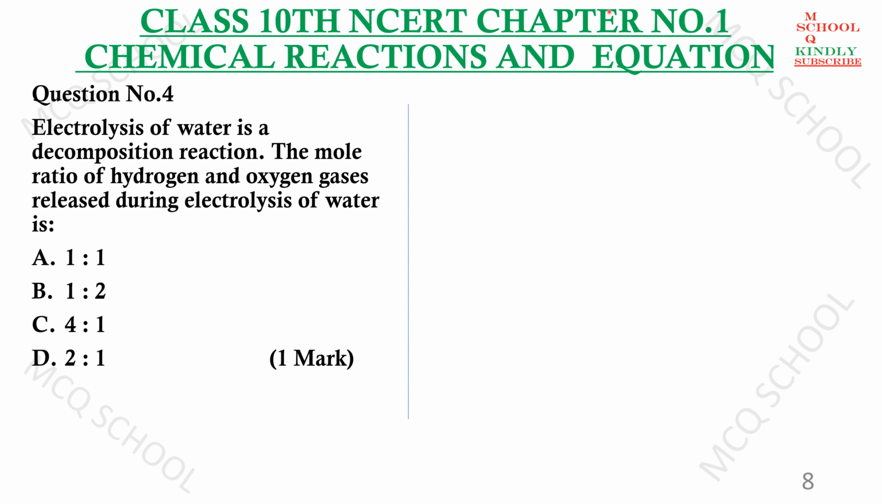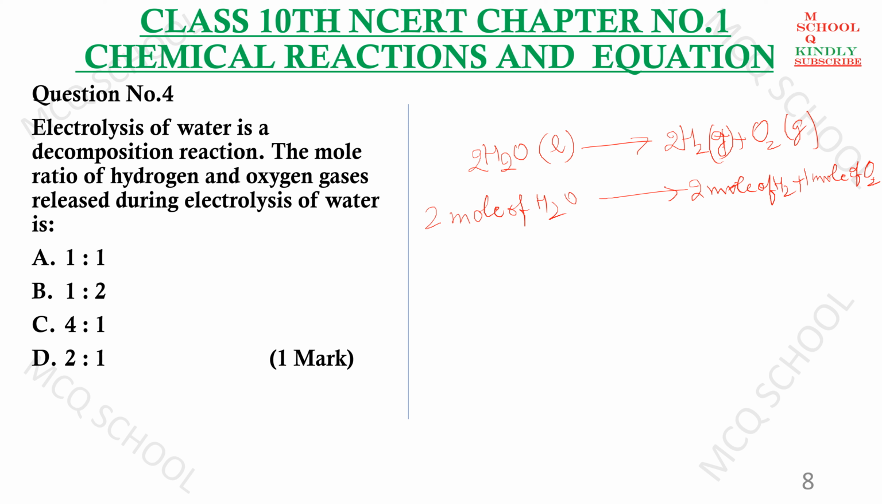For solving this question we have to write the equation. So this is the equation. Once we balance the equation, we come to know that 2 moles of hydrogen are generated along with 1 mole of oxygen. Hence, the correct answer is 2 moles of hydrogen, 1 mole of oxygen, 2 by 1, D.